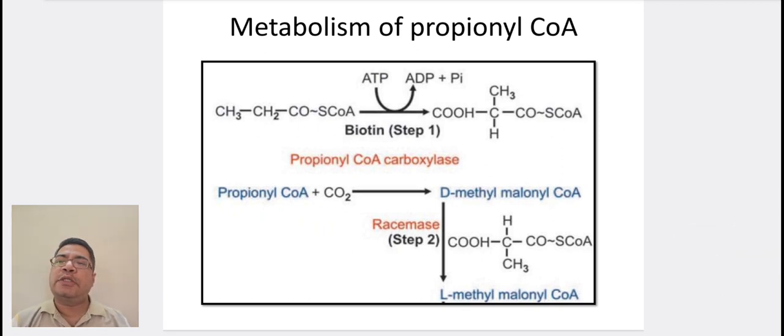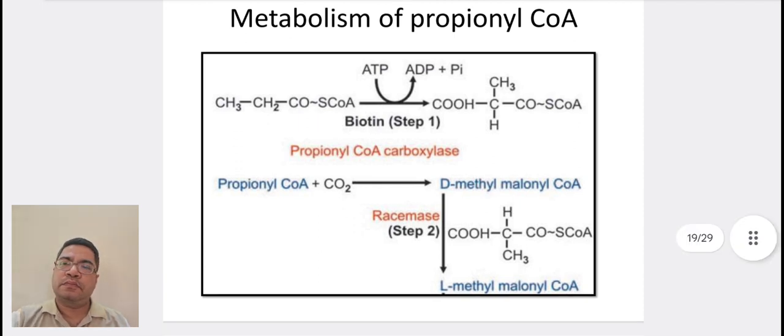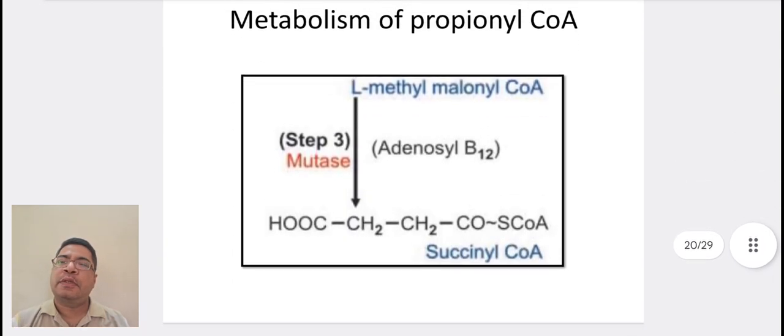Here you can see the metabolism of propionyl CoA. Propionyl CoA plus CO2 is converted into D-methylmalonyl CoA in the presence of the enzyme propionyl CoA carboxylase, which is biotin dependent, and ATP is converted into ADP. Then this D-methylmalonyl CoA is converted into L-methylmalonyl CoA in the presence of the enzyme racemase. Then L-methylmalonyl CoA is converted into succinyl CoA with the help of the enzyme mutase.